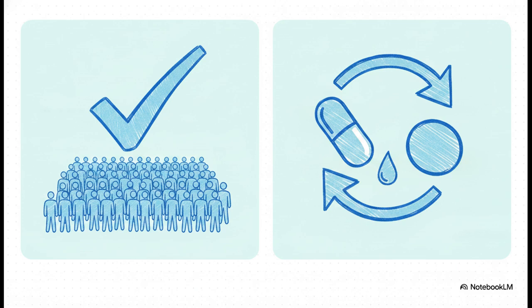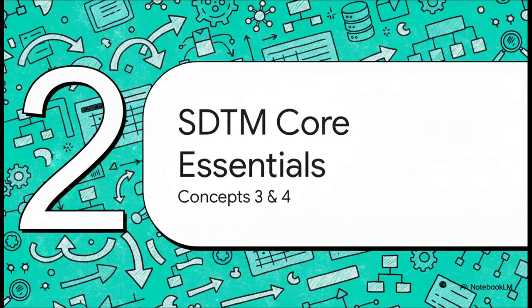And what about Concept 2, crossover? Does that mean taking two different experimental drugs at the exact same time? Again, exam trap. Your memory rule is crossover is a treatment sequence with a washout period in between. You take one, clear it completely out of your system, then take the other. Moving right along to Section 2, SDTM Core Essentials, covering Concepts 3 and 4.